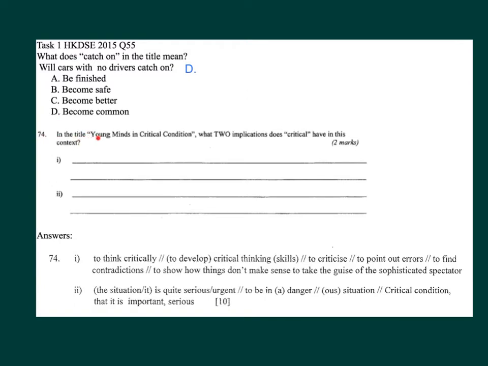Q74. In the title, Young Minds in Critical Condition, what two implications does critical have in this context? 2 marks. First, to think critically, to develop critical thinking skills, to criticize, to point out errors, to find contradictions, to show how things don't make sense, to take the guise of the sophisticated spectator. Second, the situation is quite serious. It is urgent. To be in danger, to be in a dangerous situation, critical condition, that is important, serious.